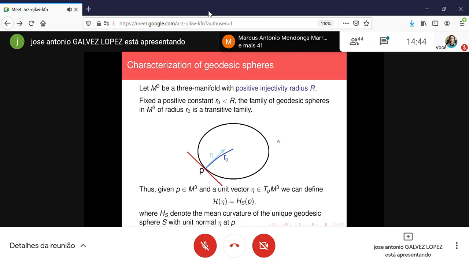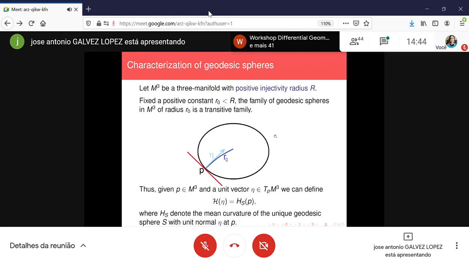Given a unit vector eta at a point P in the three-manifold, we can define the function H in terms of the unit normal eta as the mean curvature of the unique geodesic sphere with unit normal eta at P. For every normal eta, we consider the unique geodesic sphere tangent with a radius R naught, and we consider here the mean curvature of this geodesic sphere.